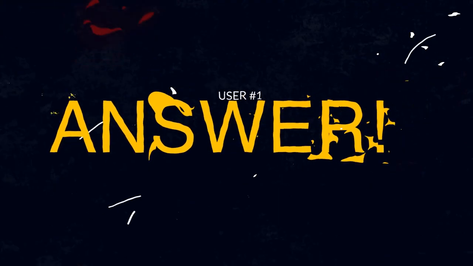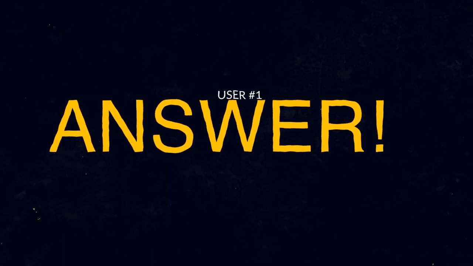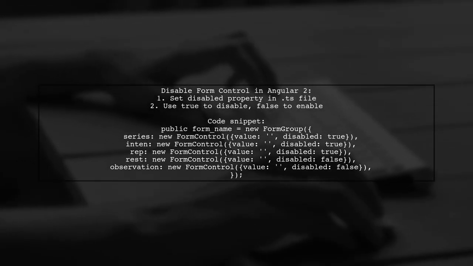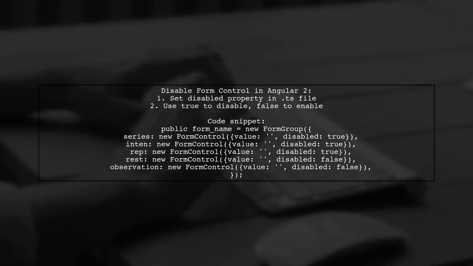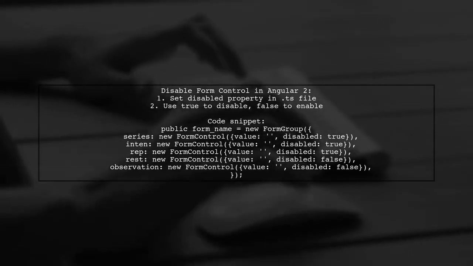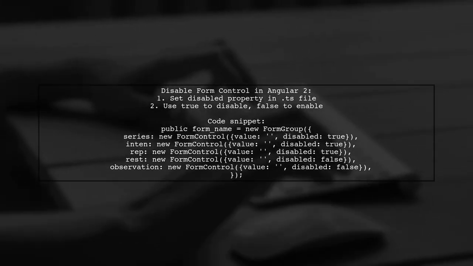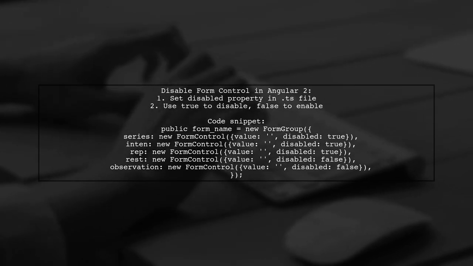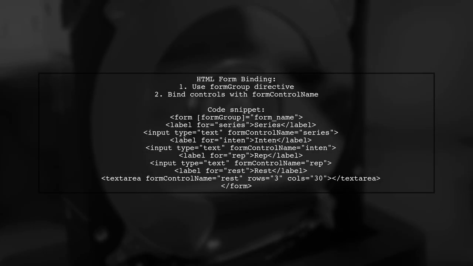Let's now look at a user-suggested answer. To disable a form control dynamically in Angular 2, you can set the disabled property in your TypeScript file. You can specify true to disable or false to enable the form control. In your HTML, you can bind the form controls using formControlName. This allows you to manage the form state directly from the template.